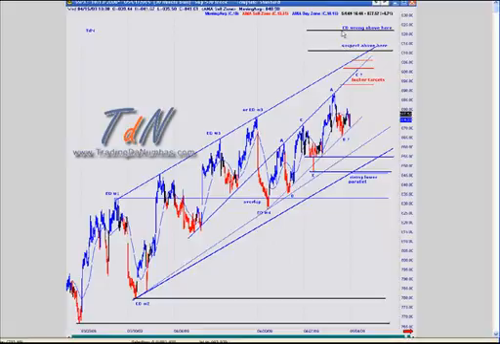So in this case, there's an ending diagonal pattern that was shaping up. There were these channel lines, one providing support, and this channel line providing resistance to the upside. Various rising lower parallel lines and potential support lines and ideal target lines have been identified. This is an SPX chart.